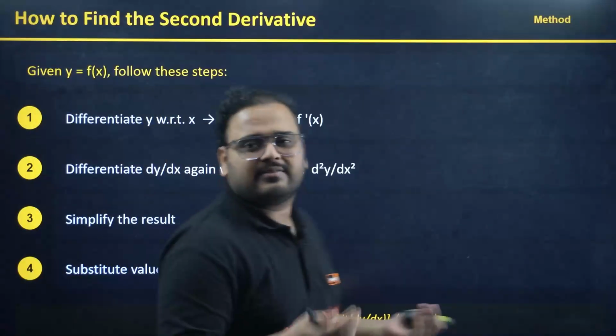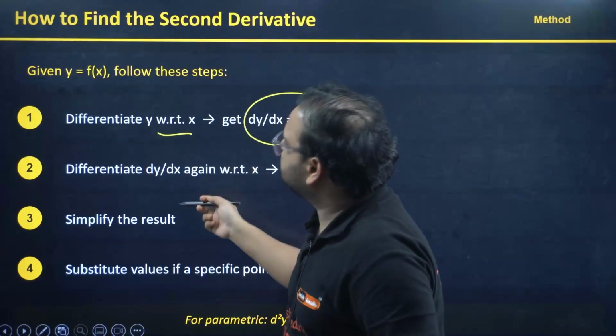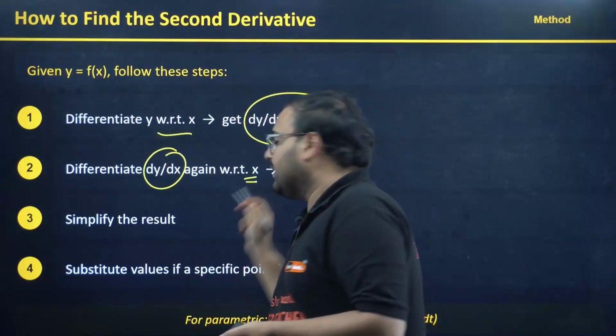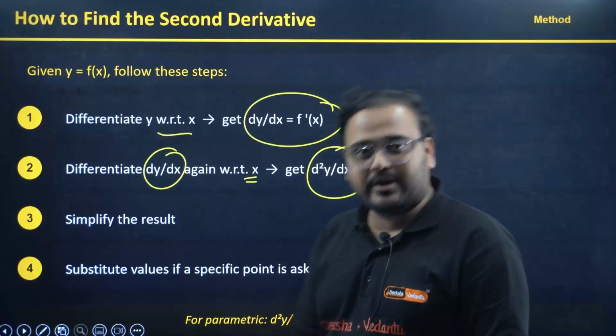So how to find the second derivative? Very simple. Differentiate y with x to get dy by dx. Next is differentiating this again with the same variable x. You cannot change the variable. With the same variable x, you get d square y upon dx square, right?